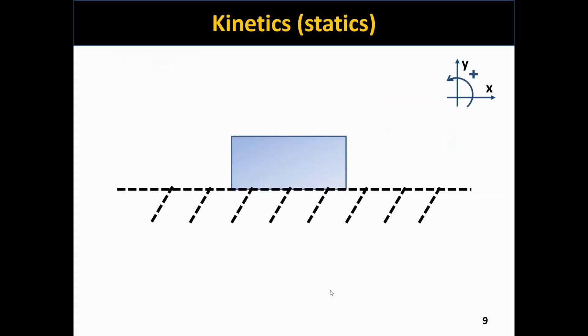To illustrate the application of the static analysis approach, we're going to look at this box sitting on a surface. What we have here is a static condition, and we want to make sure that we account for all the forces acting on an object. When we add up all of those forces, they will equal 0. In other words, all the forces will balance each other if this object is in a state of rest.